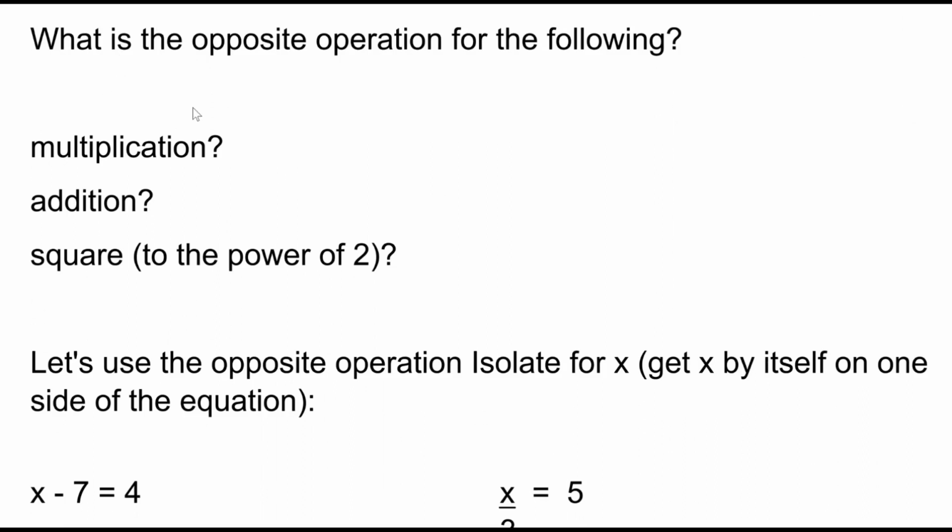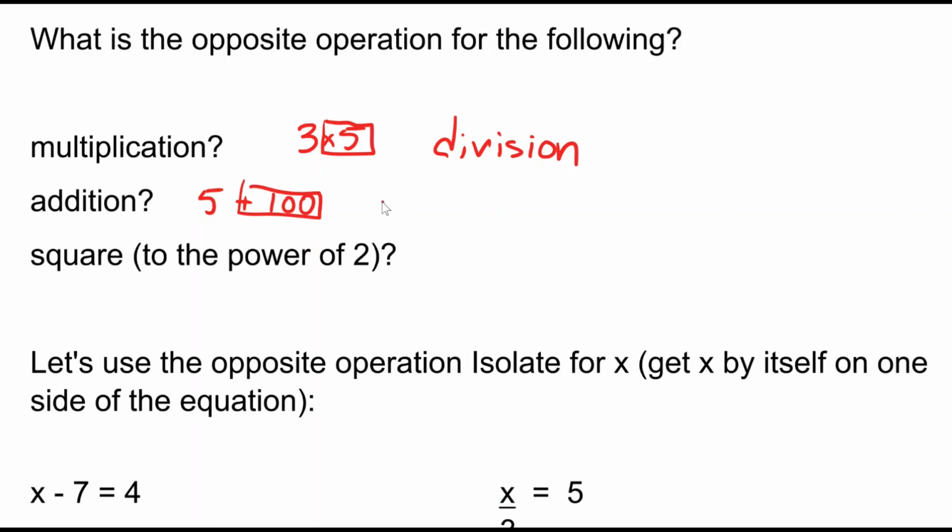So multiplication. When we multiply something, let's say I went 3 times 5 or something like that. Let's say I wanted to do the opposite of multiply by 5. What's the opposite of multiplying by 5? Yeah, you're right. Totally. It's division, right? So when you divide by 5, that's the opposite of multiplying by 5. Well, what about addition? What's the opposite of addition? If I had $5 and I added $100, what's the opposite of adding $100? Yeah, totally. It's subtraction.